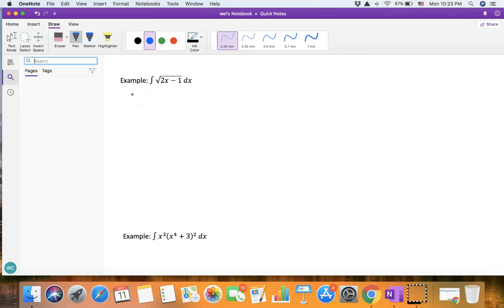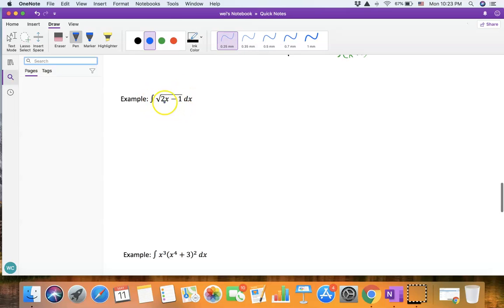Okay, in this video, let me do some examples. Here we have this indefinite integral, the square root of 2x minus 1. Now, remember if the function we have is the square root of x, then we can use the power rule, because we just need to rewrite the function as x to the power of 1 over 2. Now the n is 1 over 2.